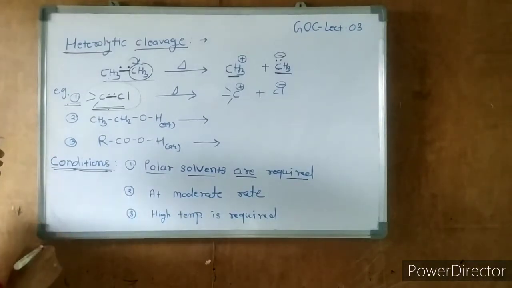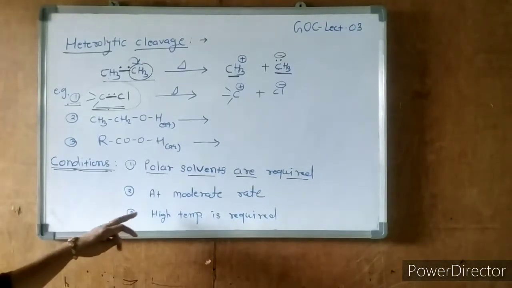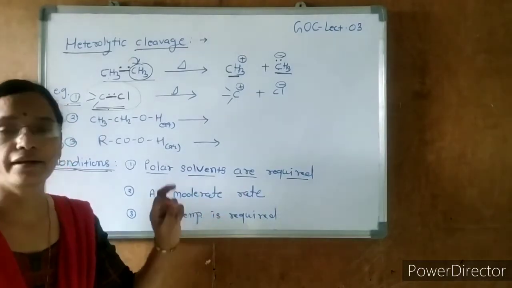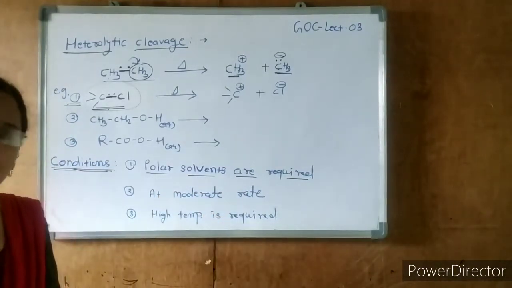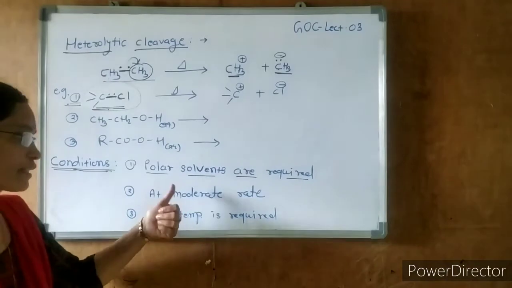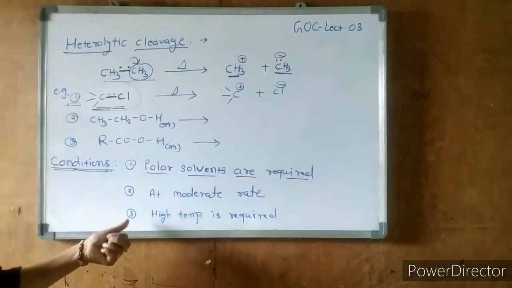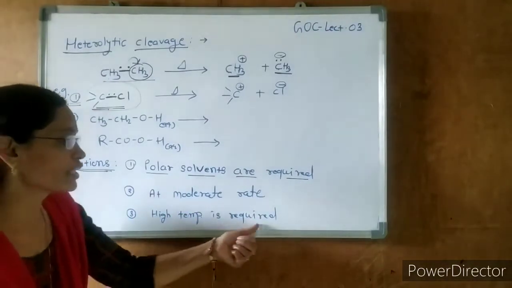The second condition is that the reaction may take place at a moderate rate. The reaction will proceed at a moderate rate. What is the rate like? The rate is moderate. The third condition is that high temperature is required.